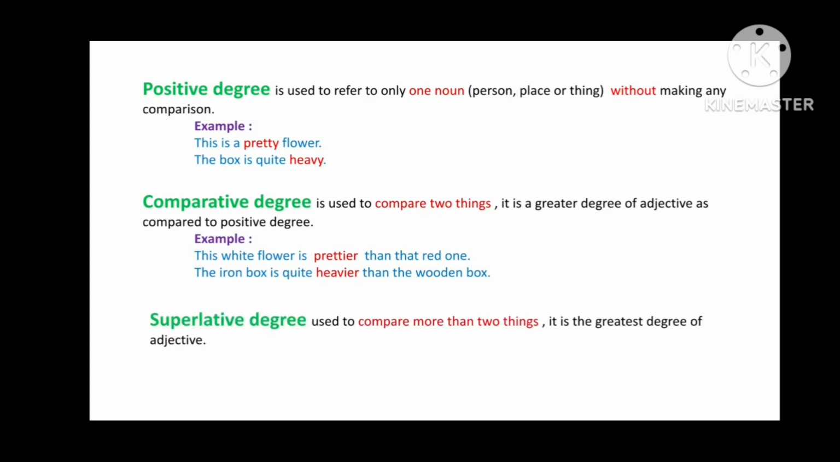Superlative degree is used to compare more than two things. It is the greatest degree of adjective. For example, rose is the prettiest flower in the garden. In the garden, there are many flowers, and out of those flowers, rose is the prettiest one. This is the heaviest box in the room. Similarly, in a room, there are many boxes, and we point to a box and we say that this is the heaviest box. Hence, superlative degree is used to compare more than two things.